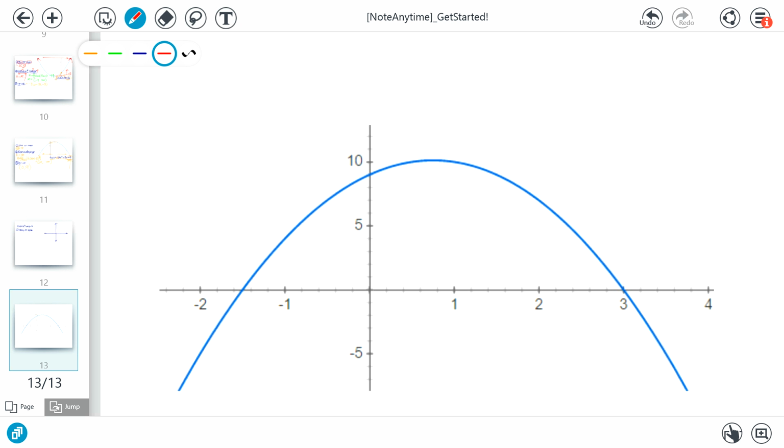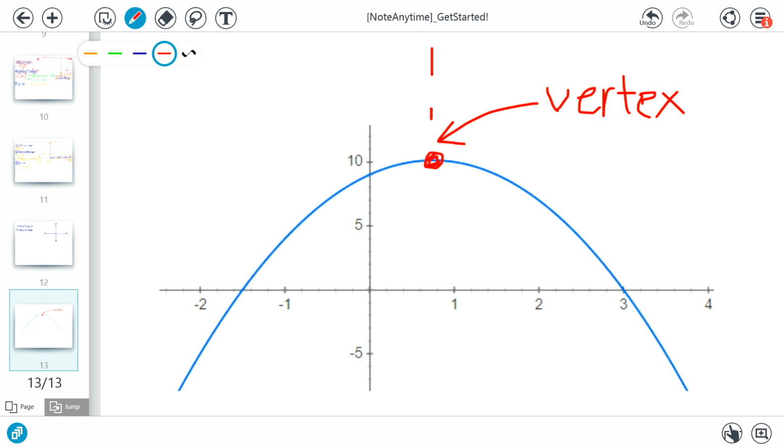Let's go over our vocab. You see that highest point right there? Either the highest point or the lowest point, either your minimum or maximum. That point right there is called the vertex: the highest or lowest point of your quadratic function graph.